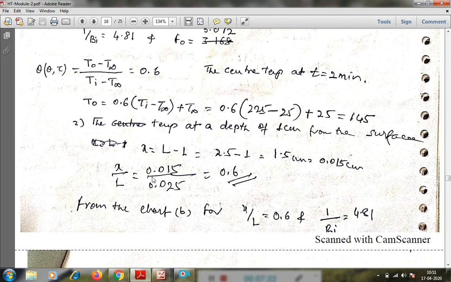Then the x by L ratio we need, I will tell you why. Okay, x by L ratio we require. For that, x is 0.015 and L is 0.025, then it will be 0.6. X by L is 0.6 we got. 1 by Biot number, already we calculated, is 4.81.